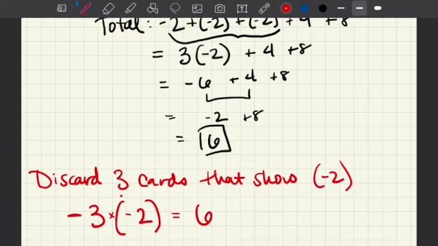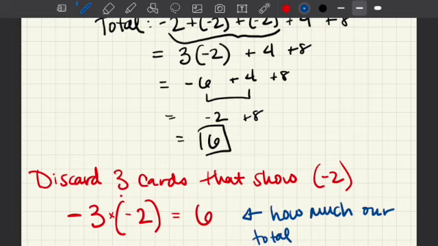So 3 times 2 is 6. So that number 6 is how much our total up here should change by. So let's check that. This is how much our total should change by.